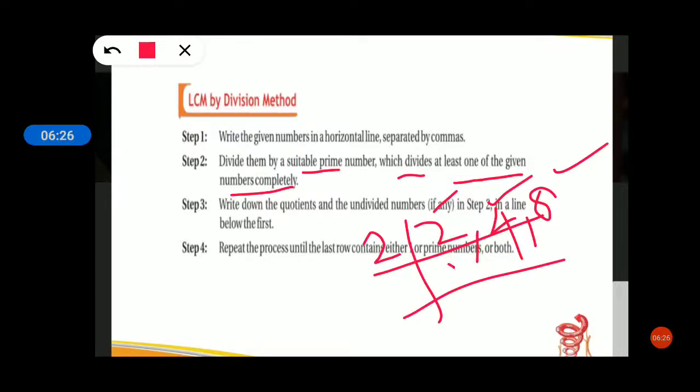Now 2 ones are 2. Here in 4, 2 twos, comma. Again 2 will go into 8; in 2 table, 4 times. Okay, students, now I have written the quotient. Again you are going to divide until it gives 1. Okay, again, this 2 and 1 is there.